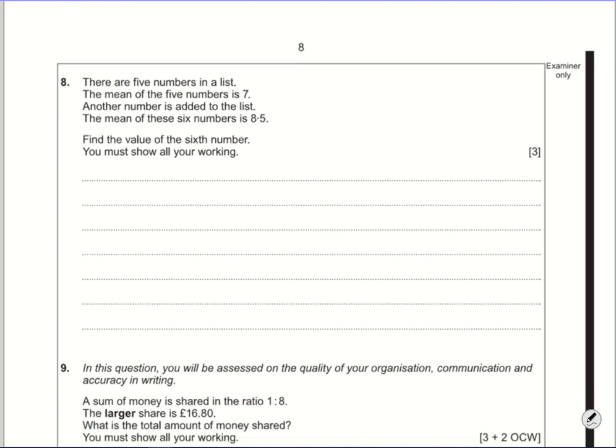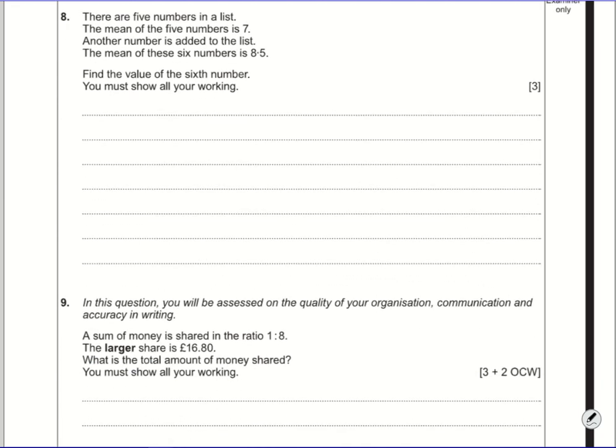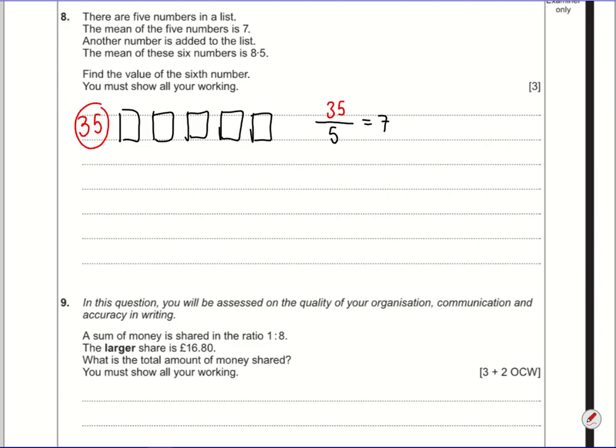Okay, number 8. This is a reverse averages question. So we've got 5 numbers in a list, and it can sometimes help if you actually draw the 5, even though they're blank cards, just to get your head around what's going on. So the mean of those cards is 7, meaning that when you add them all up and you divide by 5, you get the answer 7. Now, because it's reverse averages, and normally you would divide for a mean, we will actually times. And so 7 times 5 is 35. That tells me that these 5 cards add up to 35.